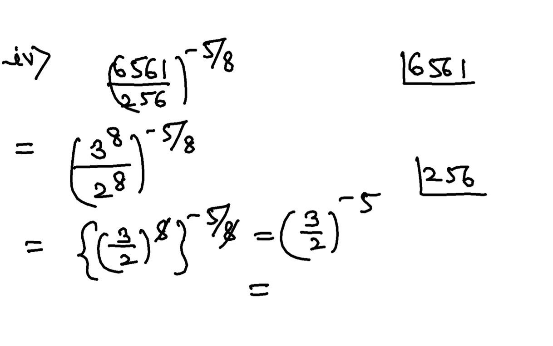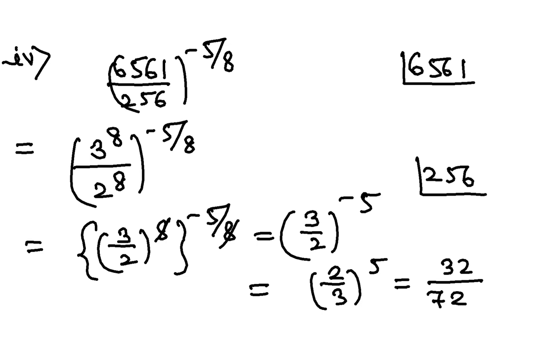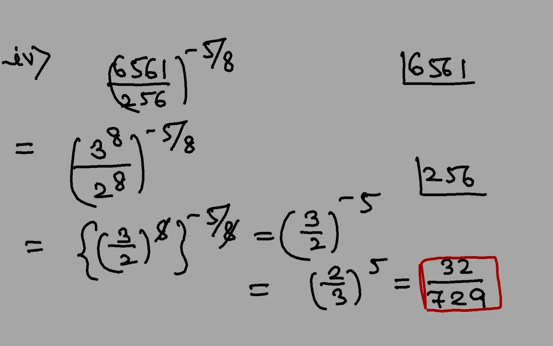Now if I make the power positive, 2 by 3 whole to the power 5. I have to take the reciprocal. 2 to the power 5 is 32 and 3 to the power 5 is 729. So this is the final answer, 32 by 729. Done. So this is all about question number 8. Now let's go to question number 9.